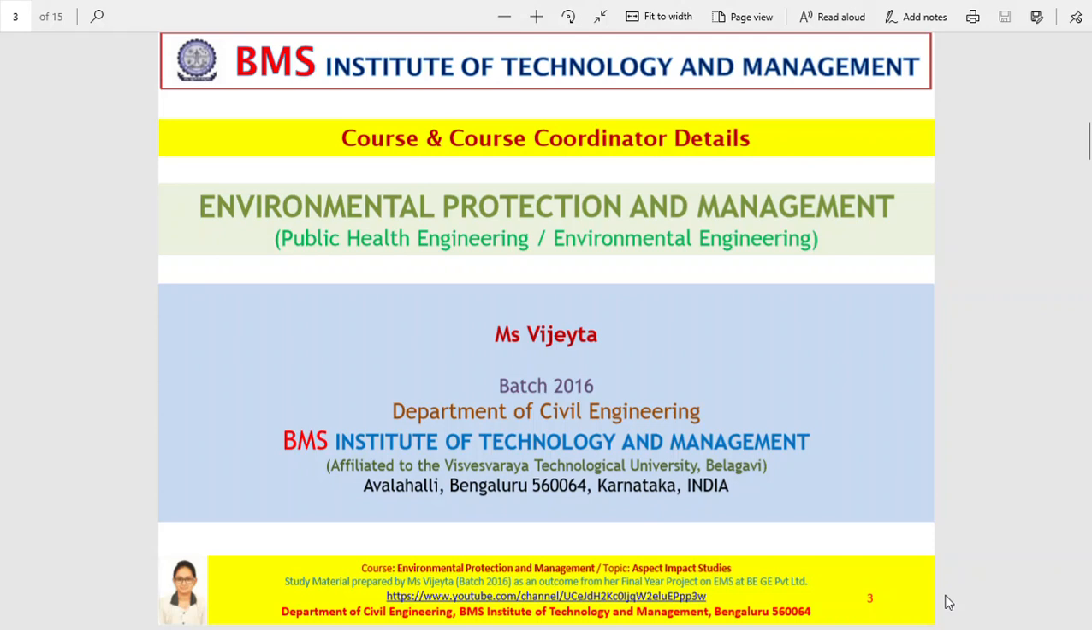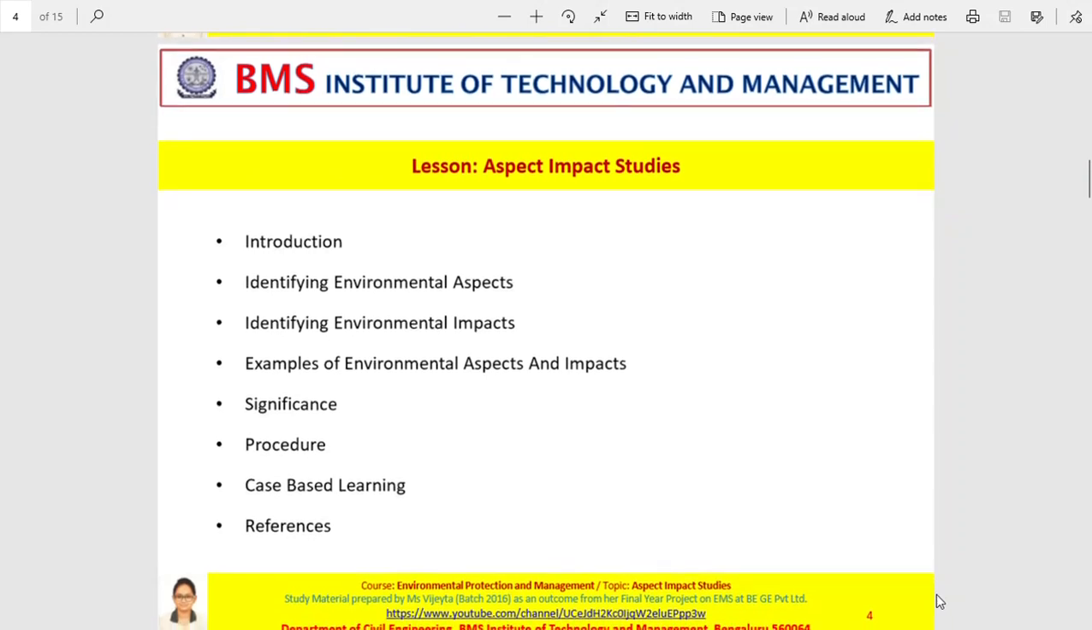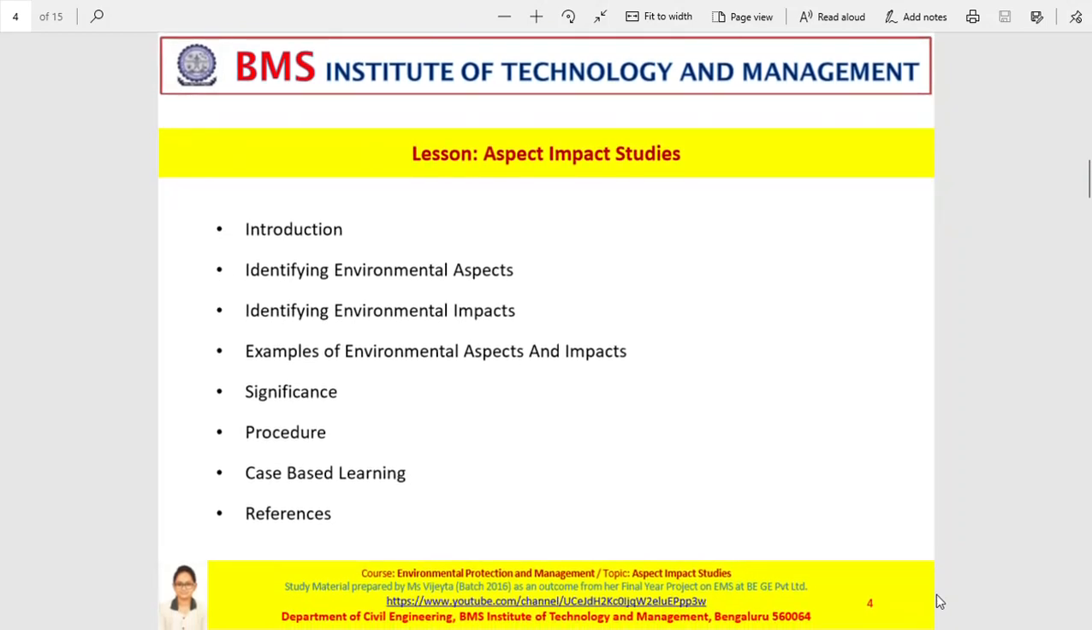Four students from the 2016 batch of the Department of Civil Engineering, namely Ms. Vijeyta, Ms. Diksha, Ms. Zubaini and Ms. Chandana, had undertaken a project on environmental management system at BEG Private Limited. As a part of their project, they carried out detailed studies for aspect impact at BEG Private Limited, and consequently gained knowledge while attending a course on EMS under my mentorship and of Mr. Fanindra, who is based in BEG Private Limited.